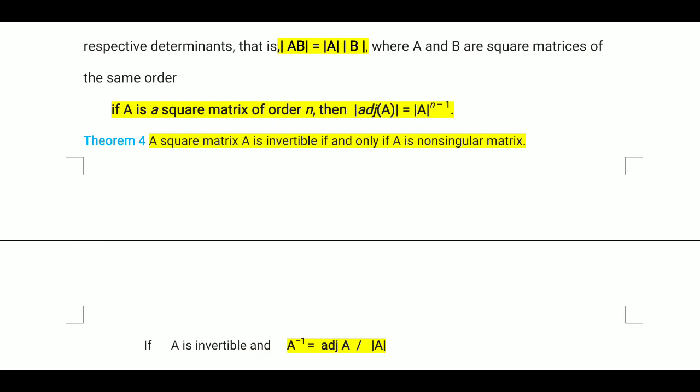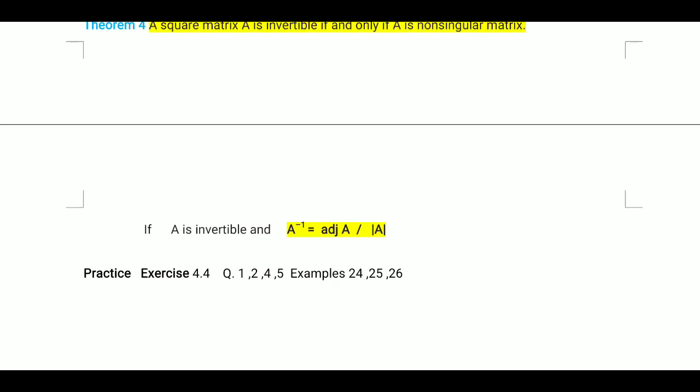Now another definition, a square matrix A is invertible. Invertible means its inverse exists if it is non-singular. It means a square matrix has its inverse if it is non-singular. Non-singular means its determinant value is non-zero. If the determinant value is non-zero, then it is invertible, and the inverse matrix is obtained by adjoint A divided by the determinant value of A. This is the formula for finding the inverse of A.